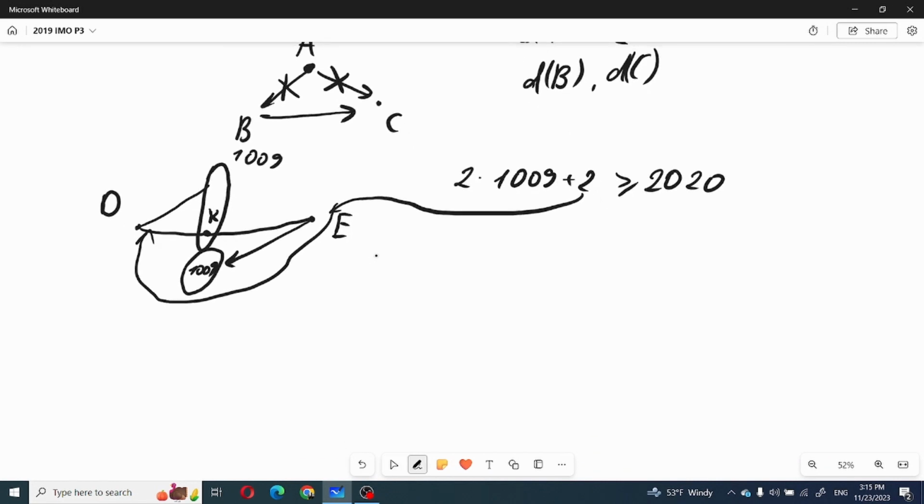At first, notice that the initial graph can't be a clique. A clique means that all of the vertices are connected to each other, but we know that some of the vertices have degree exactly 1009 and others have degree 1010. So the initial graph can't be a clique. And now let's discuss the case where we are given a tree. How can we solve this case?